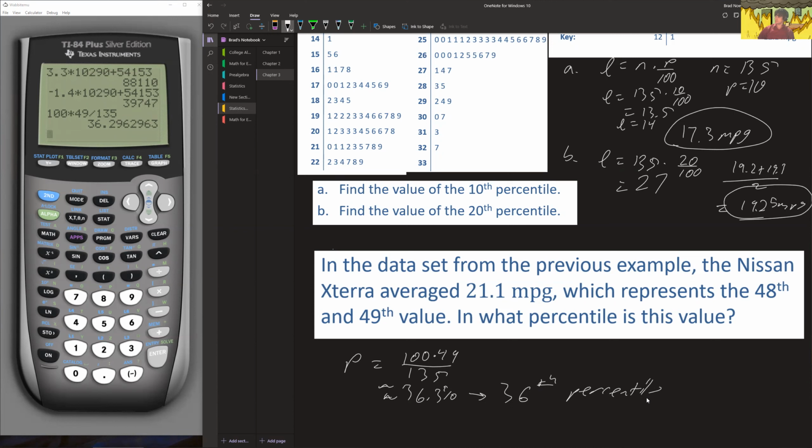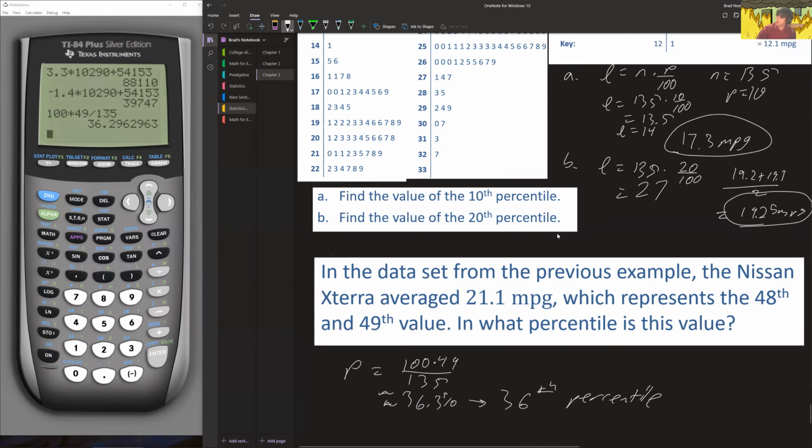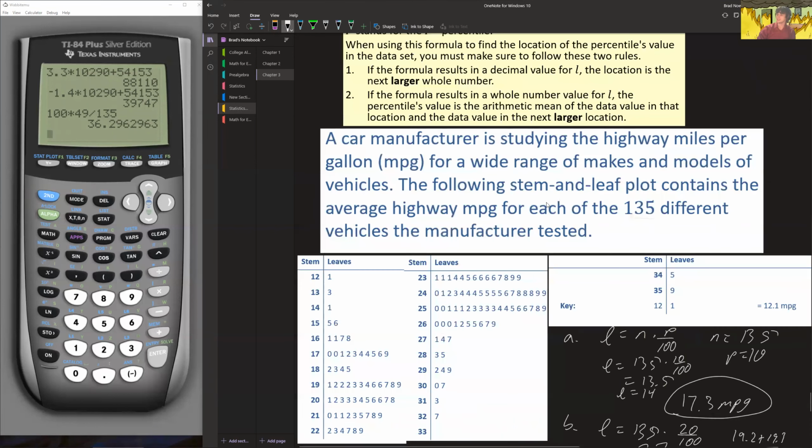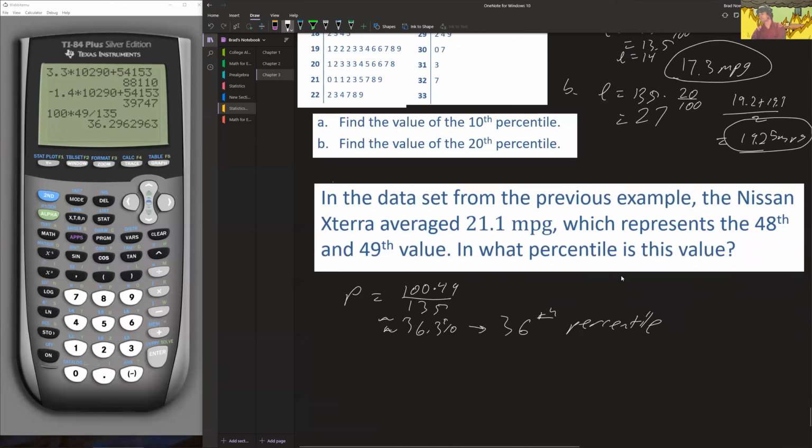Okay. So all I did here was I simply made use of this formula when I'm trying to find the percentile. If we're trying to find our percentile, we use that formula. And a little bit of a thing to note, we had the 48th and 49th share the same value, so we are looking at the 49th one there.